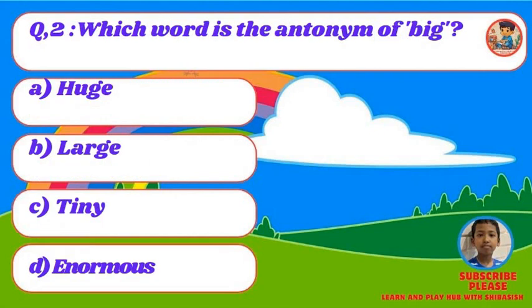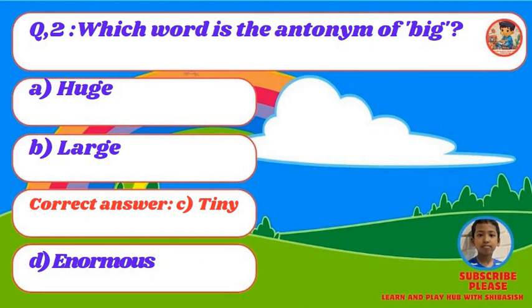Question 2. Which word is the antonym of big? Option A, huge. Option B, large. Option C, tiny. Option D, enormous. The correct answer is option C, tiny.